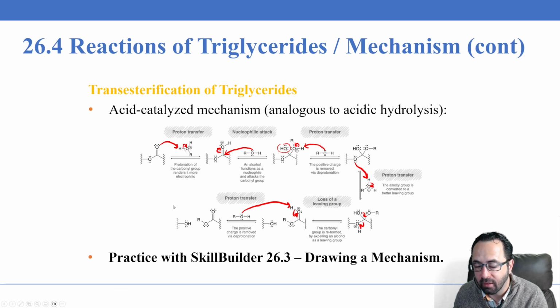So here this is the mechanism for the production of the methyl esters. And so that's the way biodiesel is made. So diesel can be made from corn oil, for example, by this process.